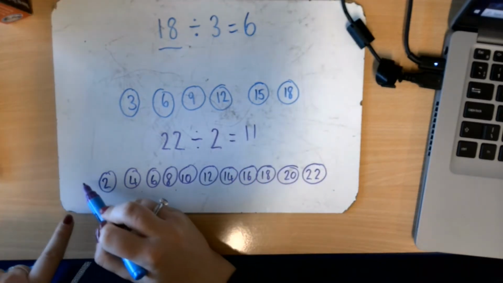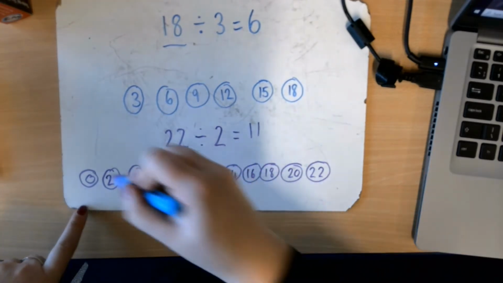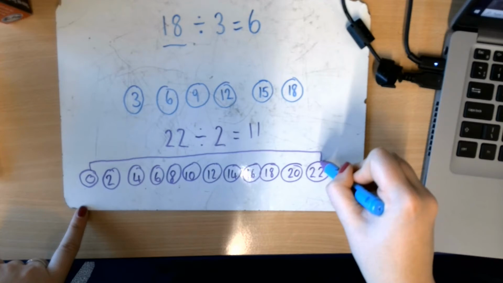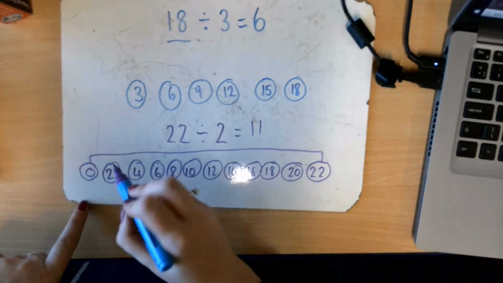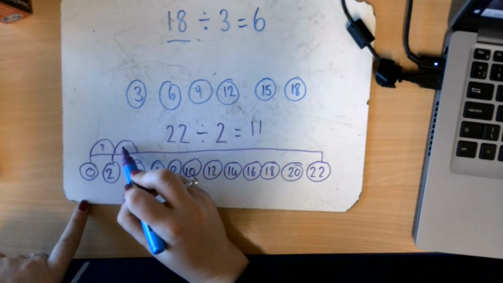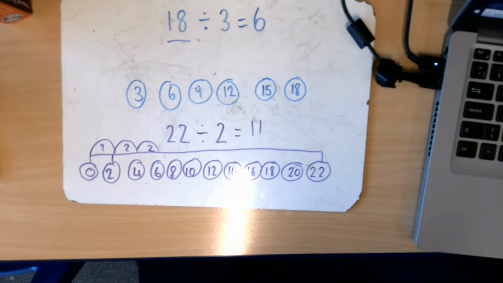Now, if I had a 0 here, because actually we should have been starting at 0, look what it looks like. I've made a number line, and each of these jumps is a jump of 2. Let's do another couple.